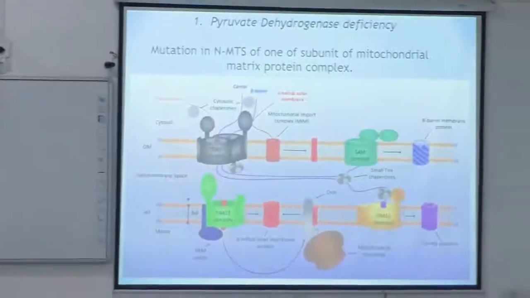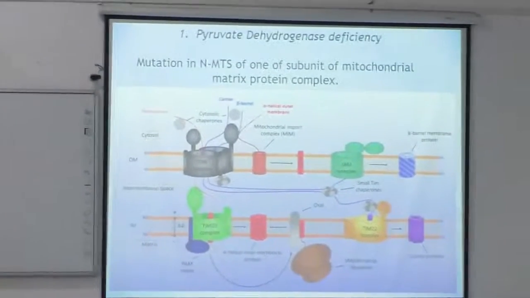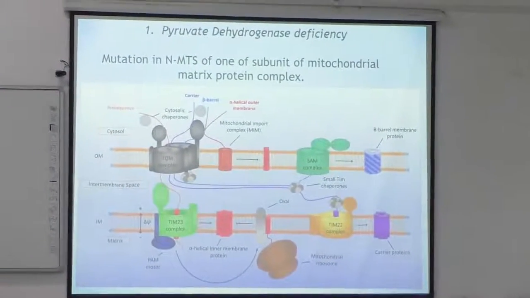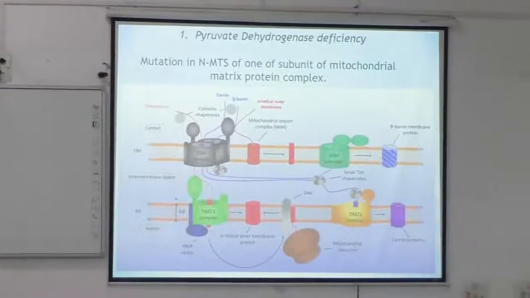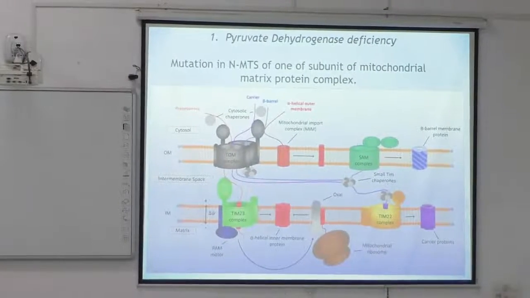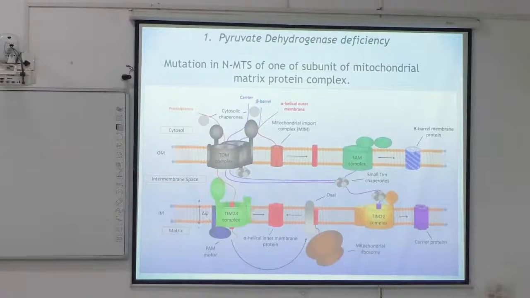Next one. PDH deficiency. You all know, sir, PDH deficiency. Have you heard? Hemolytic anemia. We all know. Fine. PDH deficiency is one of the most common disorders seen due to mistargeting of protein. It was recently discovered, but it is most common. Why is this happening? Due to deficiency.